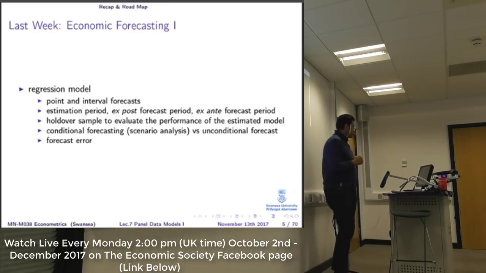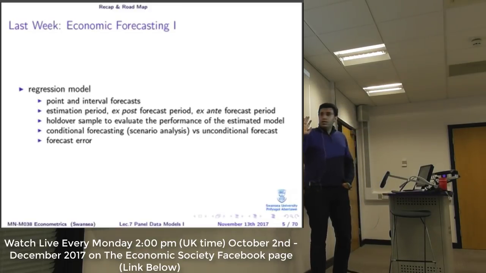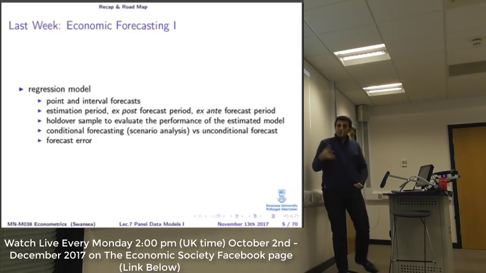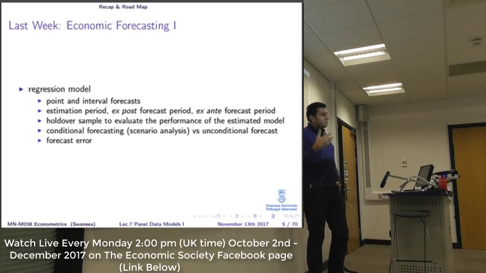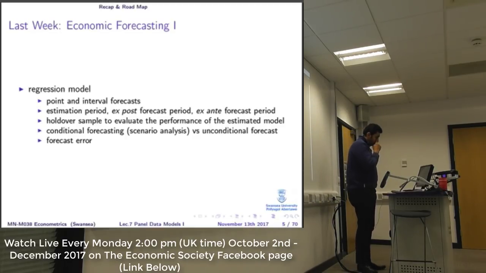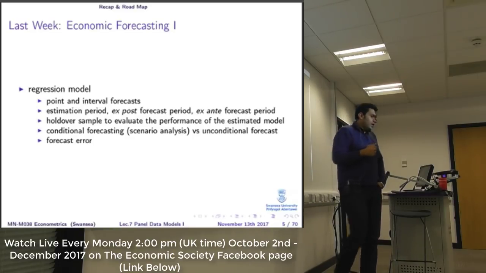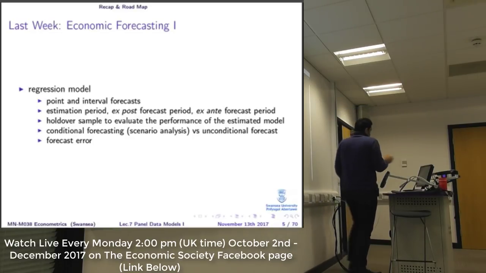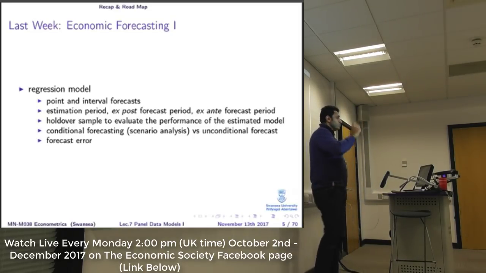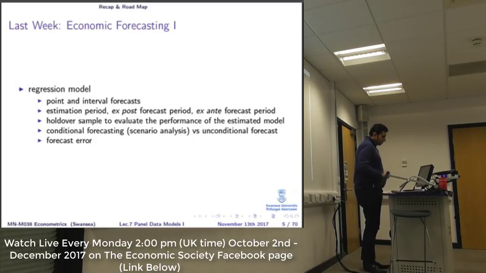And then we learned about conditional forecasting and unconditional forecasting. If you remember, with conditional forecasting, we build some scenarios of what happens on the right-hand side, the regressors, and then we try to forecast the value of the left-hand side variable based on this. And again, we learned how to calculate the forecast error, and we want this to be as small as possible, because this is an error.